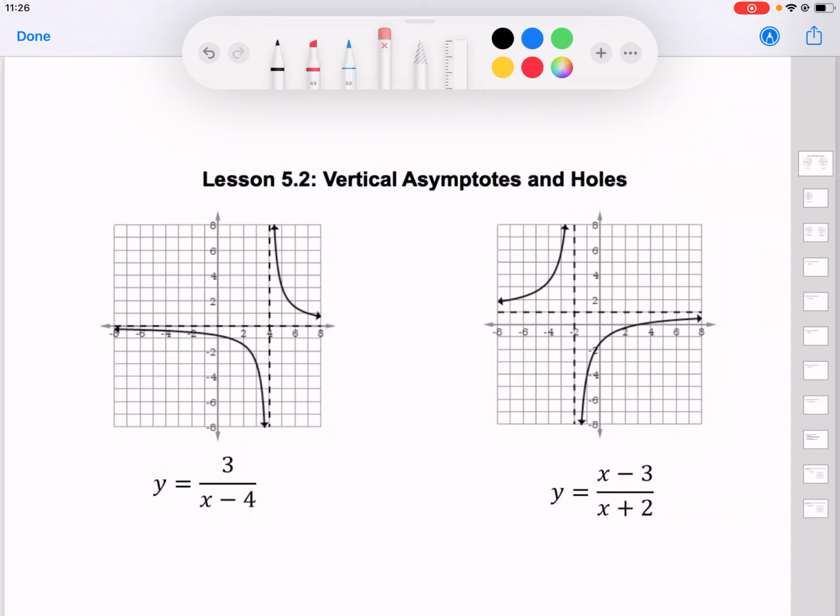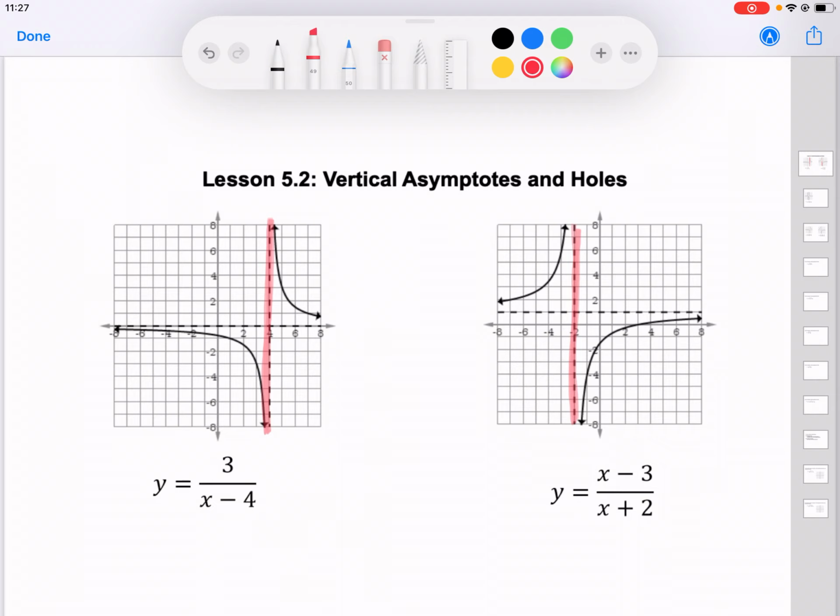So today's lesson we're going to be talking about vertical asymptotes, holes, and actually x-intercepts as well. So first thing I want you to notice on all these graphs I've drawn, you won't be drawing graphs yet, but you do need to know what a vertical asymptote looks like on the graph. That's this dotted vertical line right here.